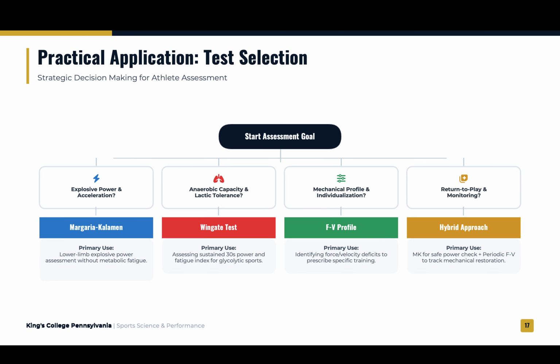Practical application, test selection. You start the assessment. If you're looking for explosive power and acceleration, Margaria-Kellman. You look for anaerobic capacity and lactic tolerance, Wingate. Mechanical profiling and individualization, you use force velocity. Return to play and monitoring, hybrid approach. The primary use is for safe power checks and periodic force velocity profile, as the Margaria-Kellman, as we said, is for safe power check.